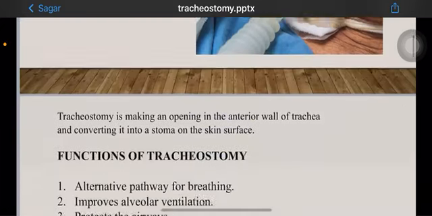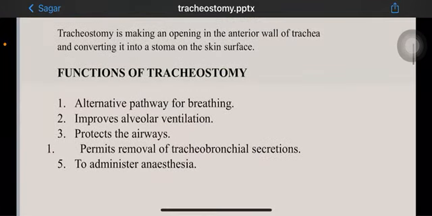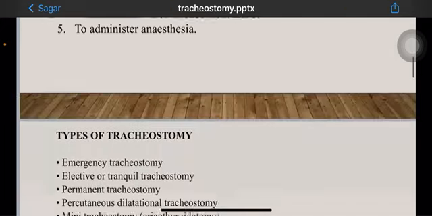Tracheostomy. Tracheostomy is making an opening in the anterior wall of the trachea and converting it into a stoma on the skin surface. Functions of tracheostomy: to provide alternative pathway for breathing, improves alveolar ventilation, protects the airways, permits removal of tracheobronchial secretions, and to administer anesthesia.